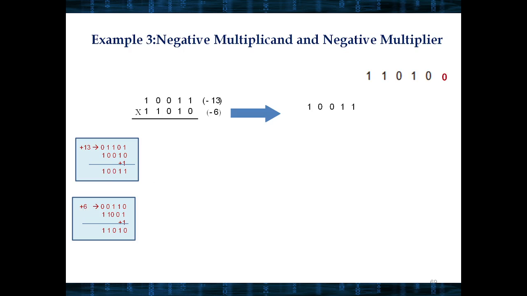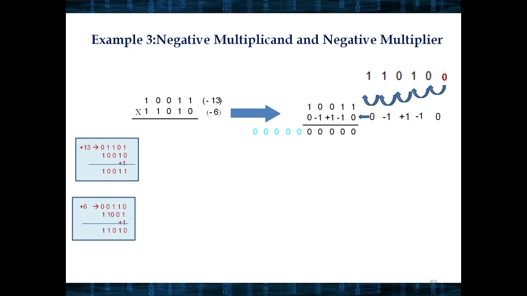So here the multiplier is nothing but 1 1 0 1 0. We need to add 0 here and find out the recoded multiplier. So the recoded multiplier is nothing but 0 minus 1 plus 1 minus 1 0. So that becomes the recoded multiplier. Now we'll apply the multiplication procedure.